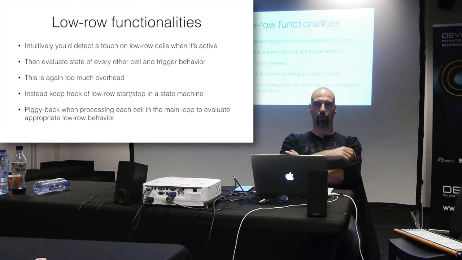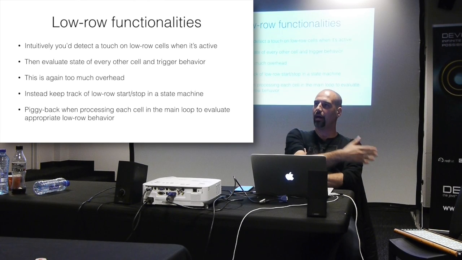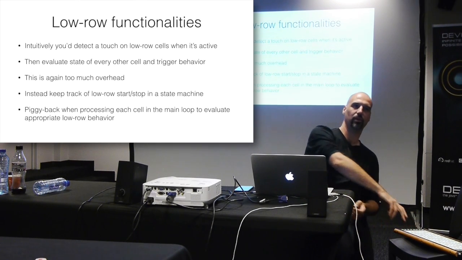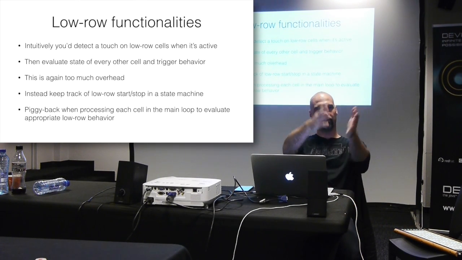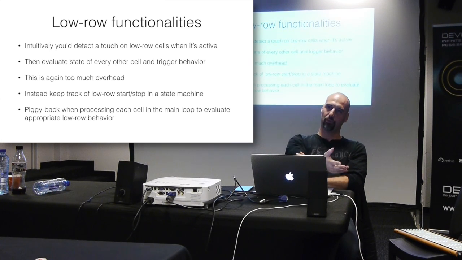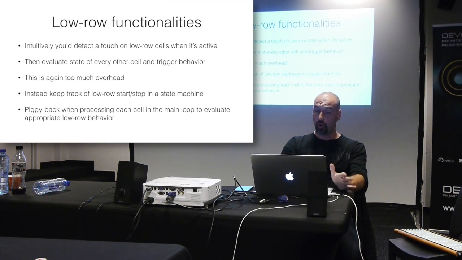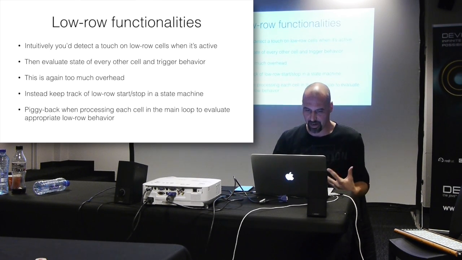Okay, so the way you might implement that in the traditional general CPU way of thinking is: I detect a press on the low row. Let's now see which other presses are going on. I'm going to iterate through all the presses and see if they correspond. It's not going to work in an embedded environment because you don't have time for that.